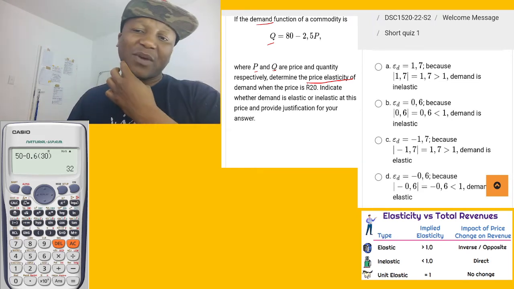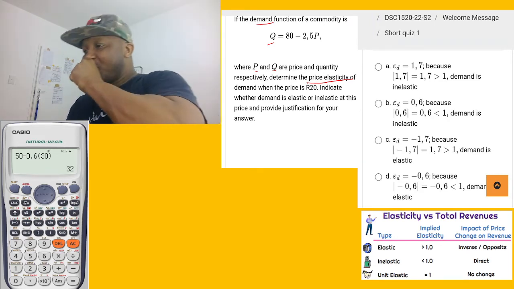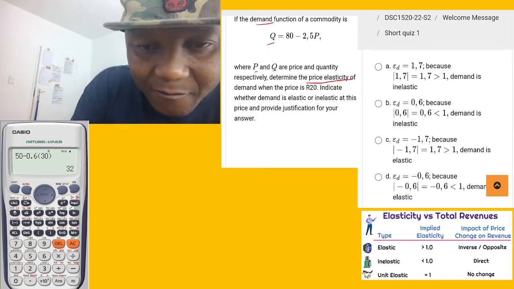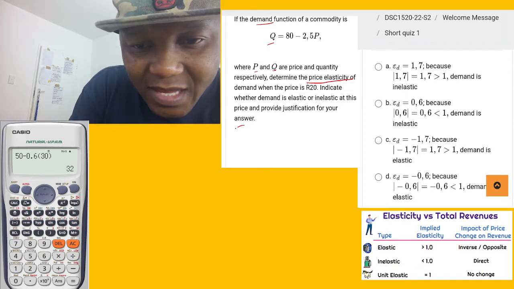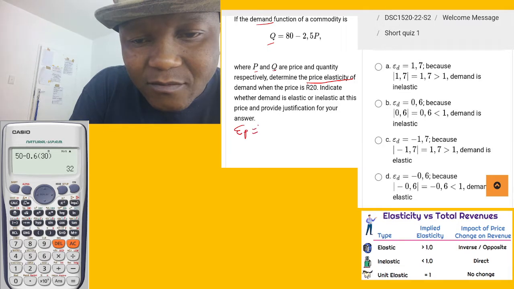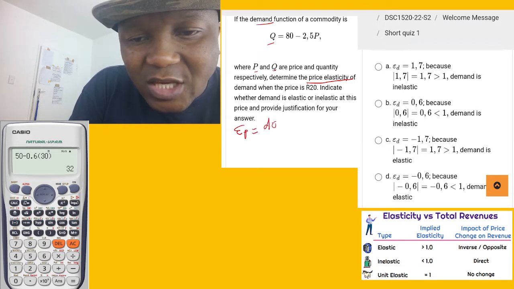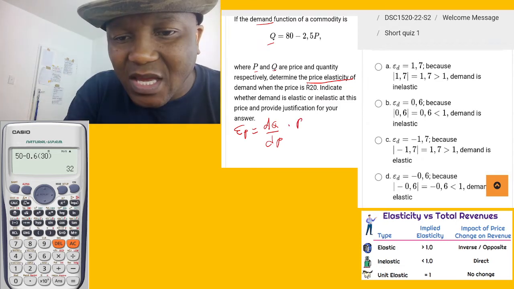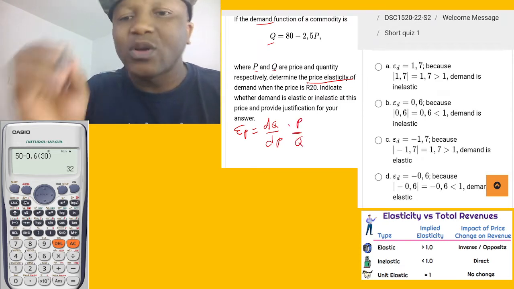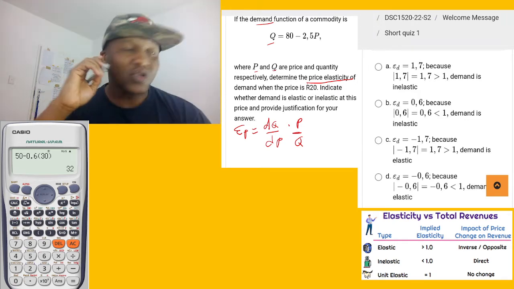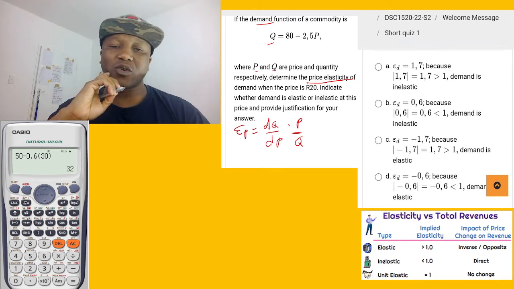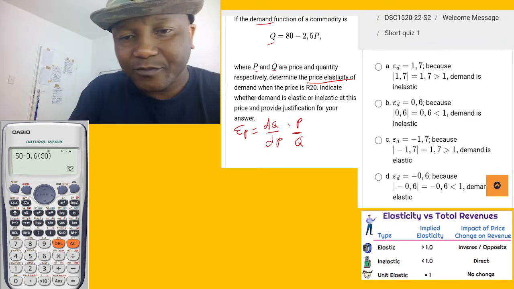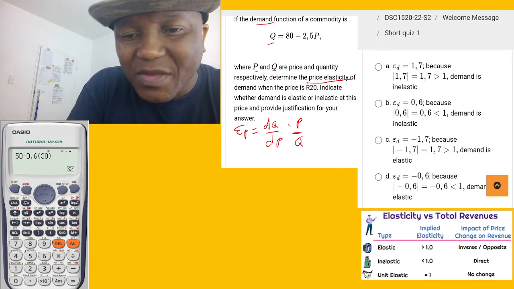Now, let me show you how you can get the price elasticity. We have a little formula here. Elasticity of demand equals dQ over dP times P over Q. There are two methods. That's the first method. I'm going to show you another method. Let me start with this method. Now, all I need to get is dQ over dP.